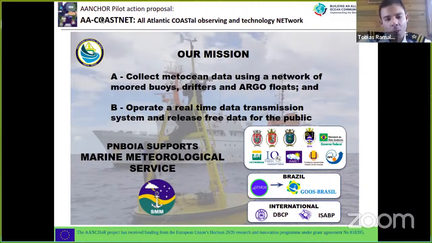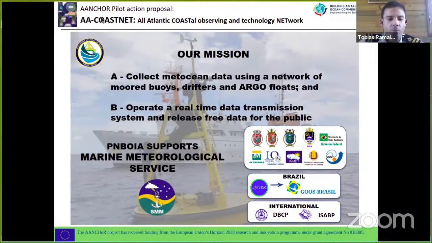And with these buoys, we also have to operate a real-time data transmission system and release free data to the public. In PNBOIA, we have the participation of some institutions, companies, and Navy bases. PNBOIA is a part of the Brazilian contribution to the Global Ocean Observing System, GOOS Brazil. And PNBOIA is also a part of some international forums for buoys, like GBCP, ISABP, and also AA-COASTNET. The main client of PNBOIA is the Marine Meteorological Service.